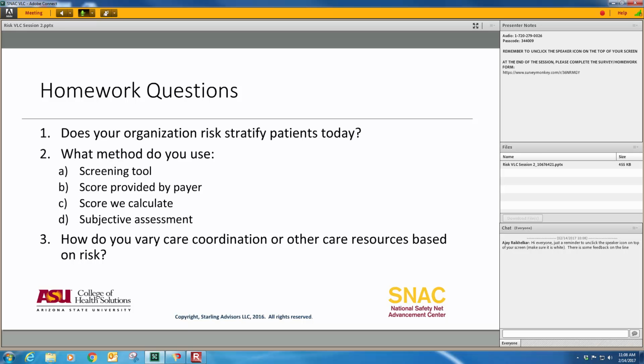Okay. So actually our homework assignment, again, it shouldn't take you much more than 15 to 30 minutes, but we'd like to hear from you, and specifically on where you are in this process. If you are using a formal method currently to risk stratify patients, which tools or methods are you using? Is it some type of screening tool that you've developed or adopted? Is it a score provided to you by the payer? Is it a score that you yourself calculate, or is it some type of subjective assessment? And how do you go about varying care coordination or other care resources based on that risk? It's certainly okay if you're not doing that currently today, but this will give us some insight.